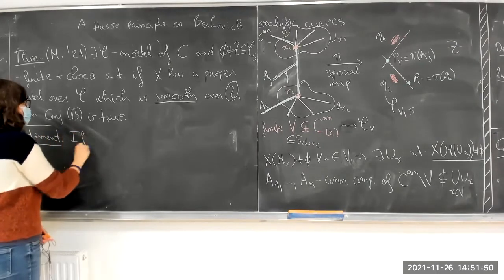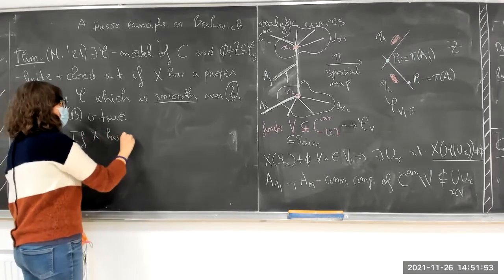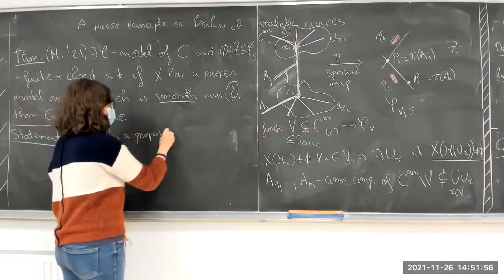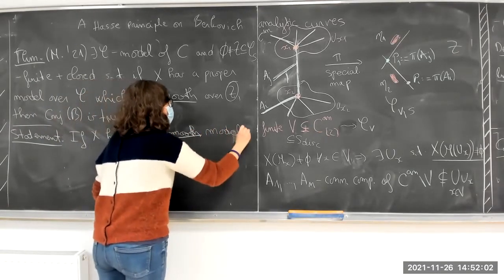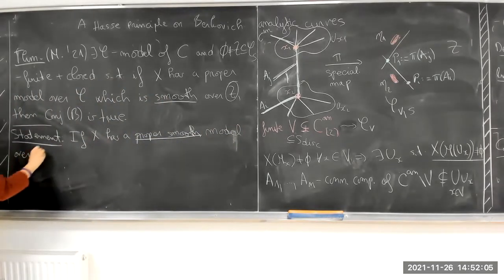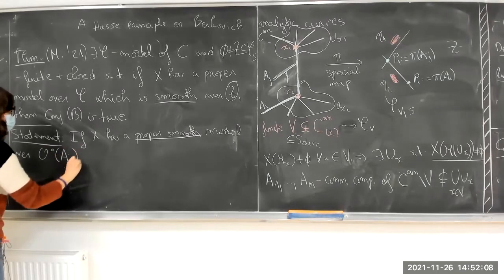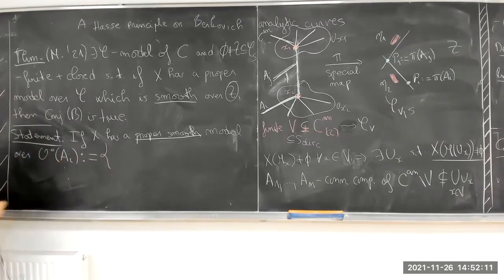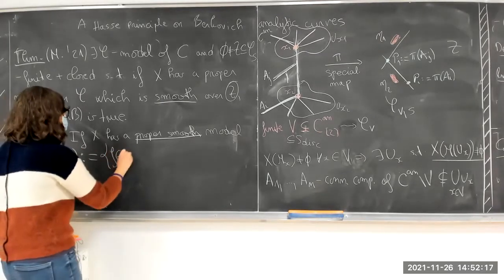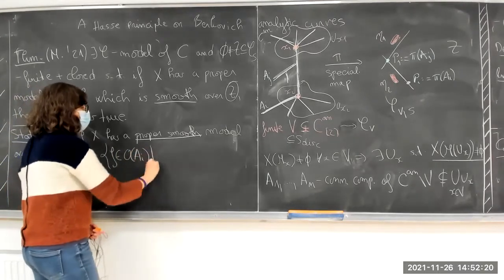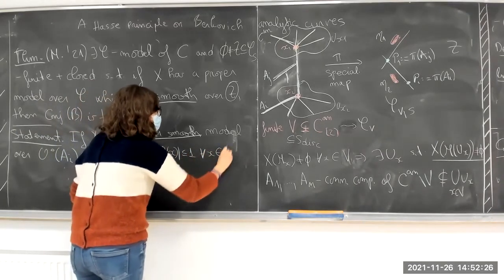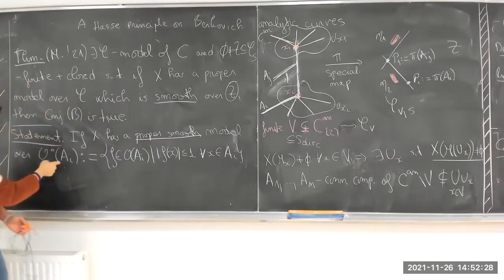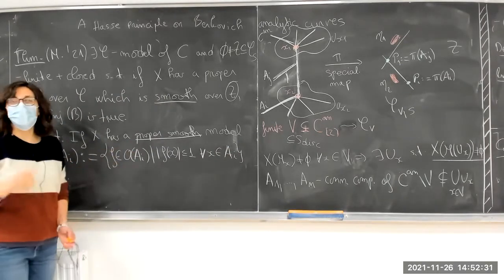Now, if X has a proper smooth model over O0 of AI, this being the ring of analytic functions on AI which are bounded by 1, so basically all of the elements in O of AI which are always smaller or equal to 1. This ring is actually considerably smaller than the one of all analytic functions.